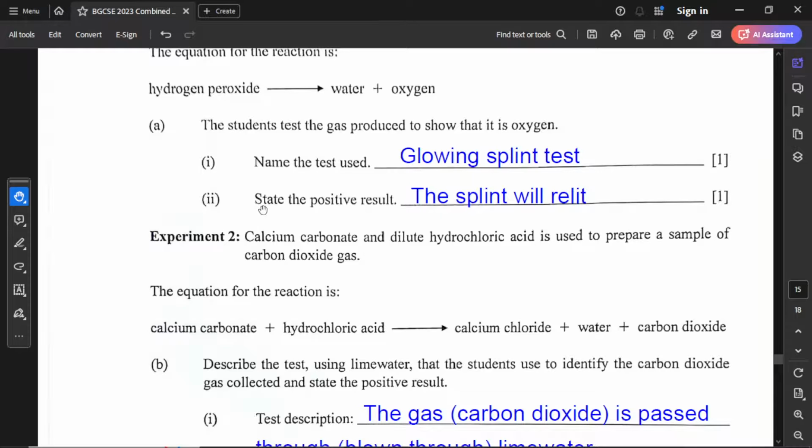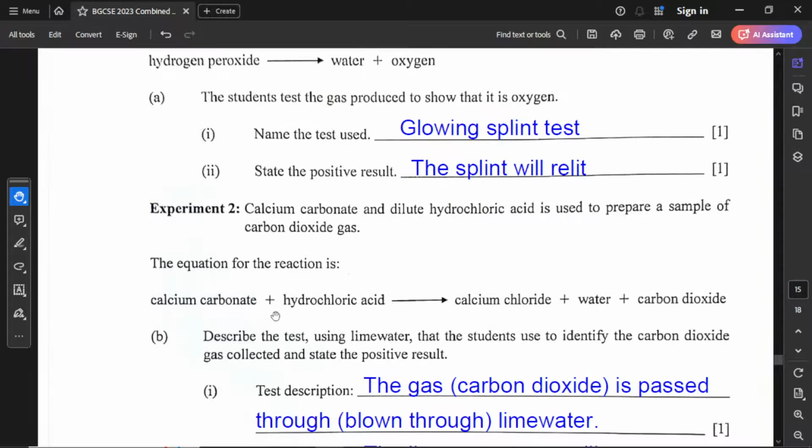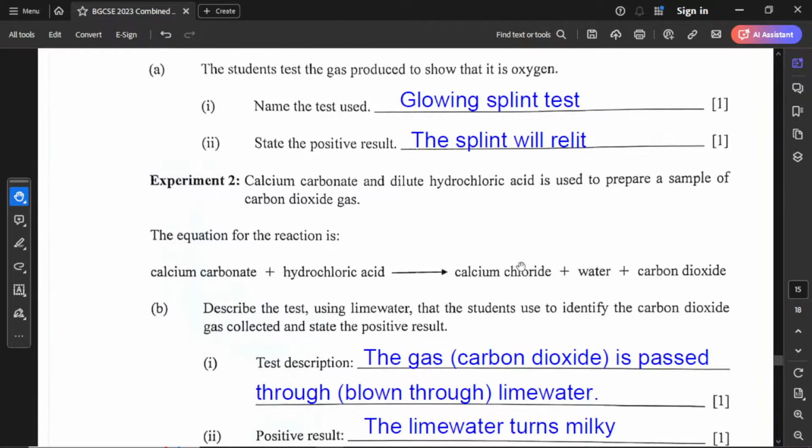For experiment 2, calcium carbonate and dilute hydrochloric acid are used to prepare a sample of carbon dioxide gas. The equation for the reaction is calcium carbonate plus hydrochloric acid gives calcium chloride, which is a salt, plus water and carbon dioxide. You should also know that when an acid reacts with a carbonate, you will get a salt, water, and carbon dioxide.